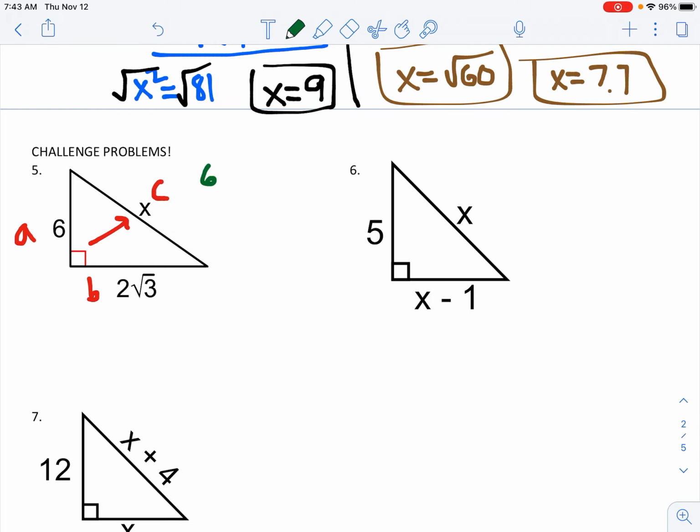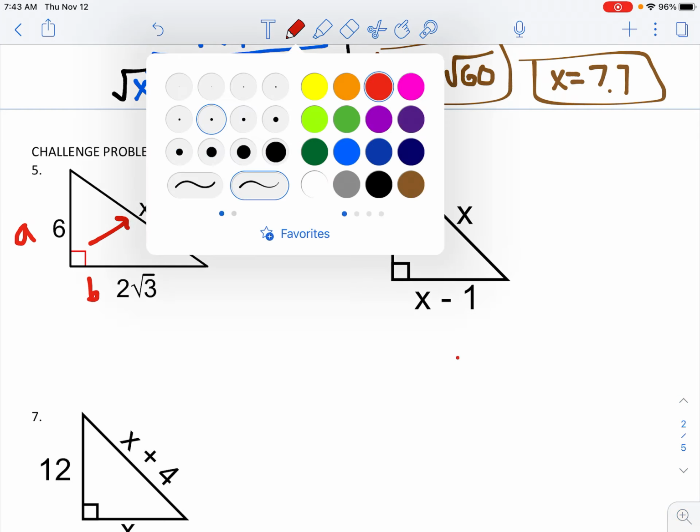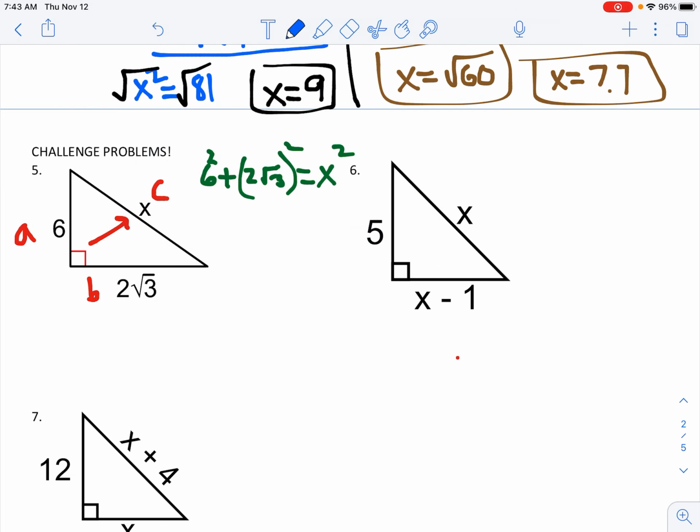So 6 squared plus 2 root 3 squared equals x squared. Now, here's the problem, that second term. So 6 squared is 36. All right, now, the hard part is what does this next part turn into? So I'm going to do some side work. You can put this right into a calculator if you put it in exactly the way it looks, the way I put it here. Otherwise, think of this.